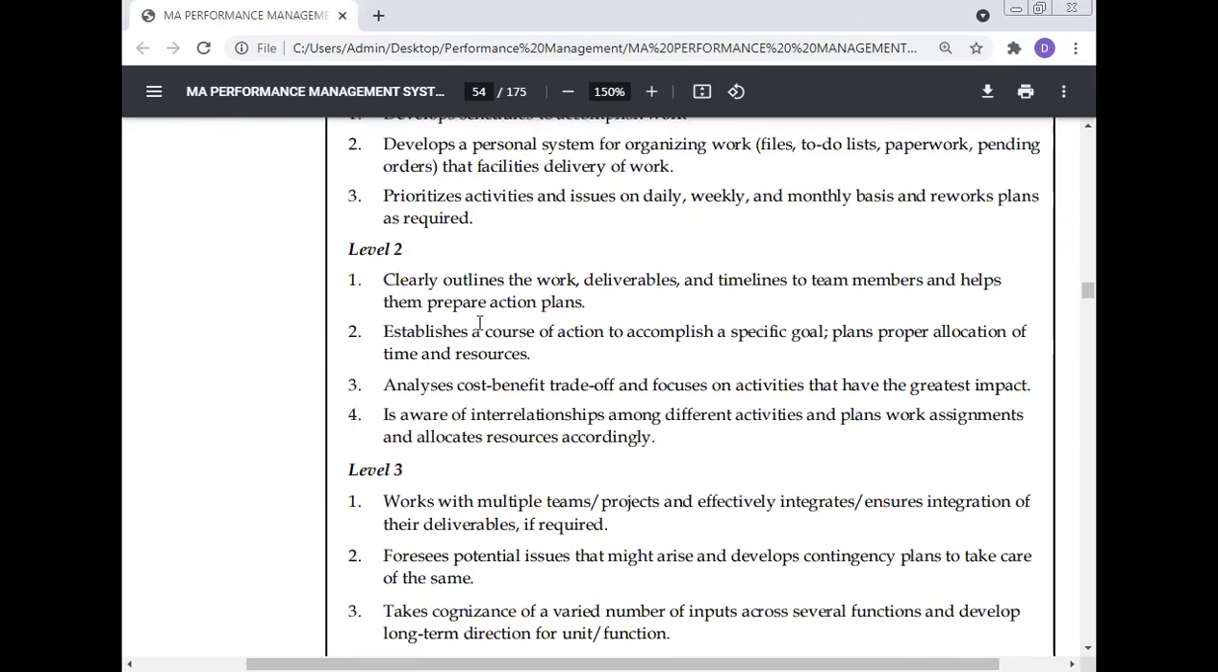Level 2: clearly outlines the work, deliverables, and timelines to team members and helps them prepare action plans. Establishes a course of action to accomplish a specific goal. Plans proper allocation of time and resources, analyzes cost-benefit trade-offs, and focuses on activities that have the greatest impact. Is aware of the interrelationship among the different activities and plans work assignments and reallocates resources accordingly.